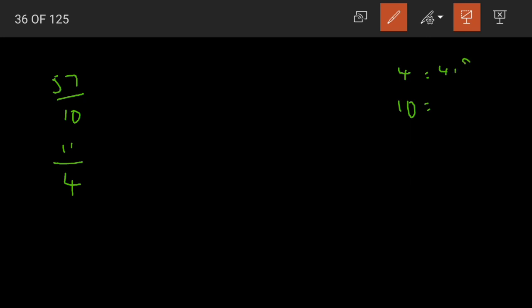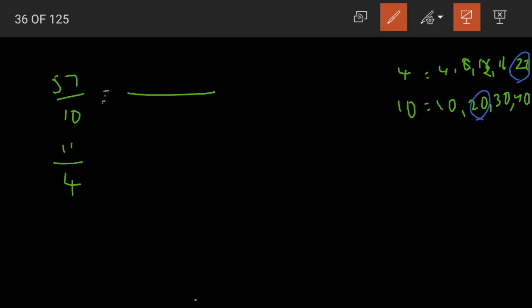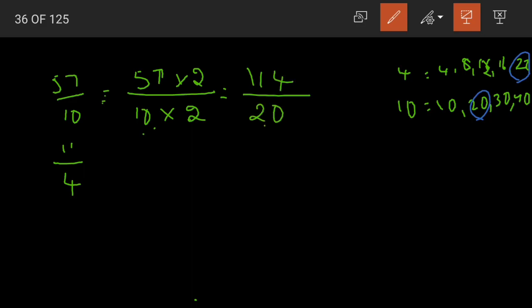We need to find out the LCM of 4 and 10. We have 4, 8, 12, 16 and 20, and in 10 we have 10, 20, 30 and 40. What is the LCM, children? 20 is the LCM of 4 and 10. So what does 57 by 10 become? 10 into 2, 57 into 2. 57 into 2 is equal to 114 divided by 10 into 2, which is equal to 20.